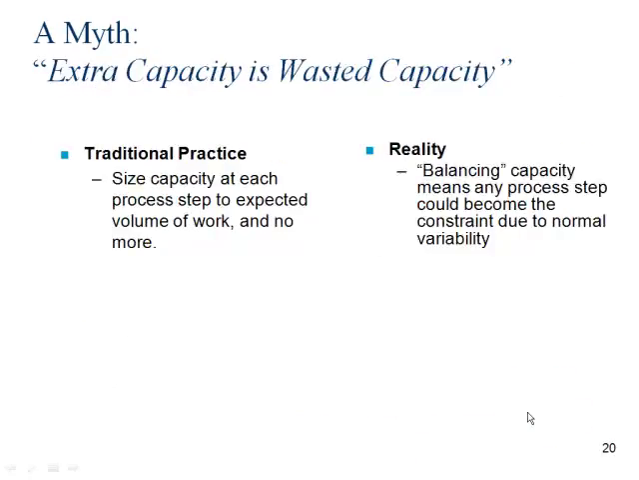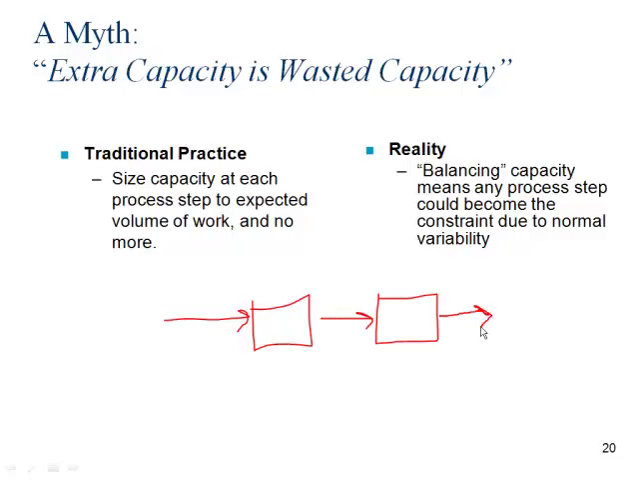Okay, a myth. Extra capacity is wasted capacity. So the traditional approach in business has been to size capacity at each process step to expected volume of work and no more. That's fine if there's absolutely no variability in arrivals and no variability in service times. The reality is that trying to, quote unquote, balance capacity means any process step could become the constraint due to normal variability. So imagine we have a process with 3 steps.